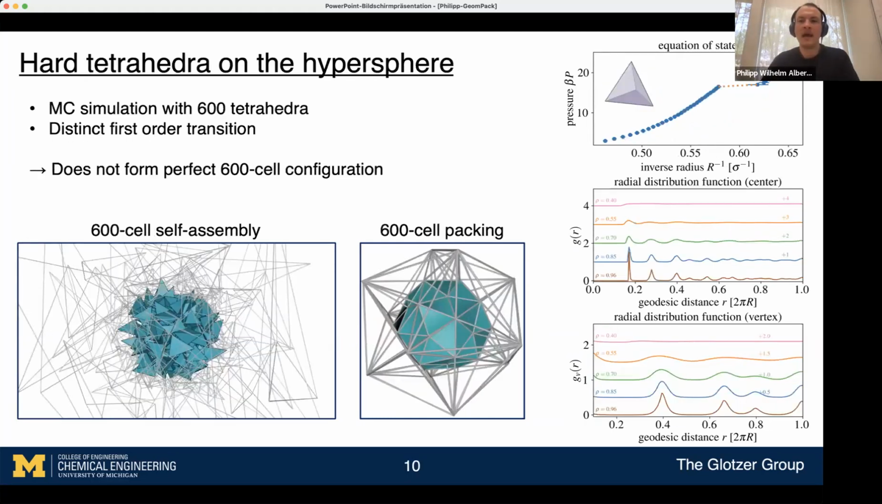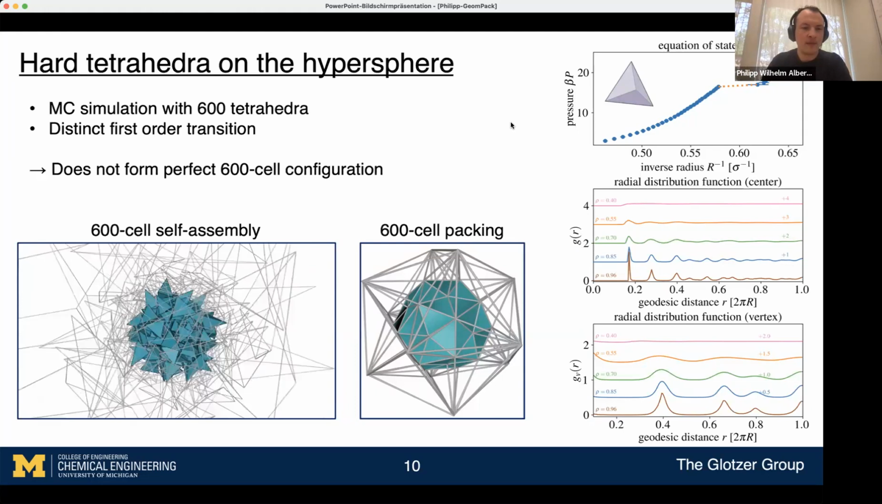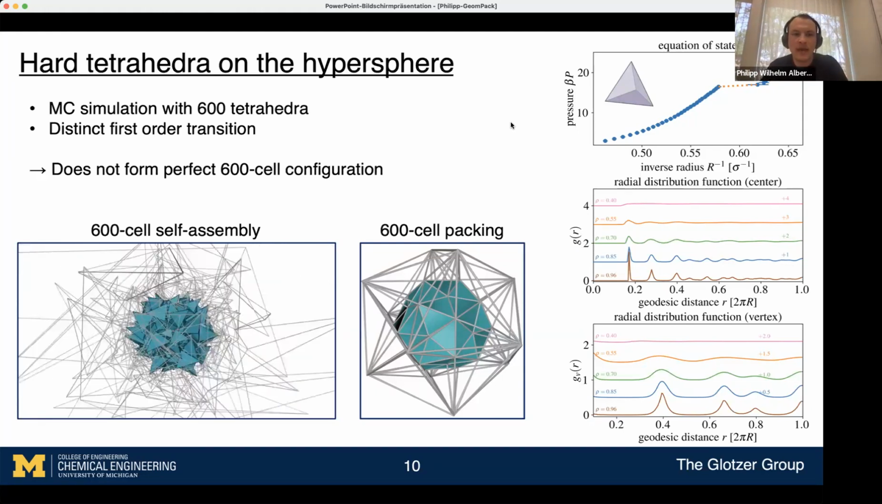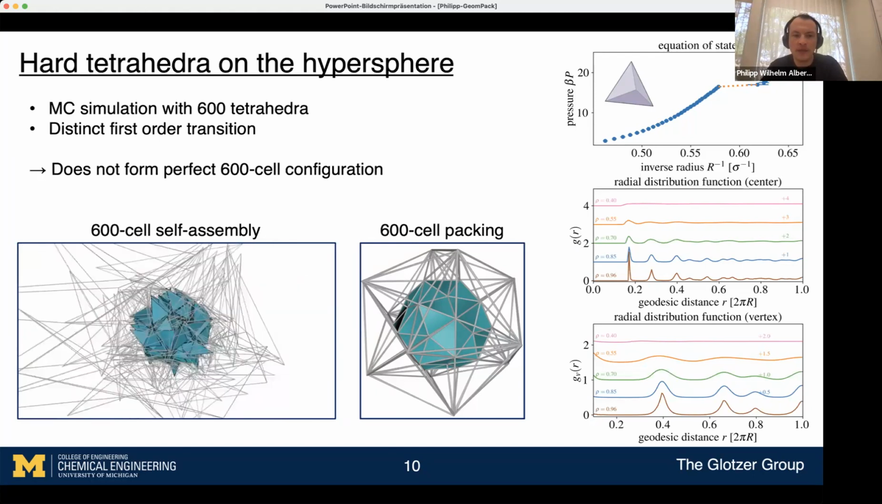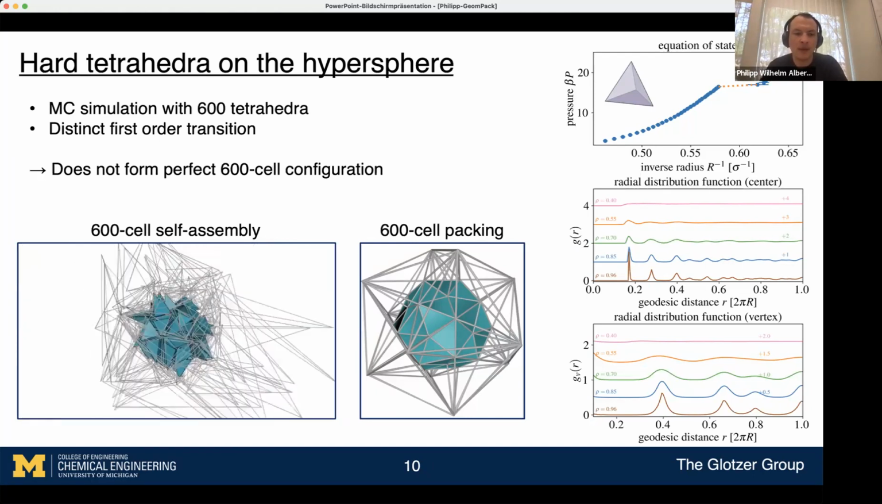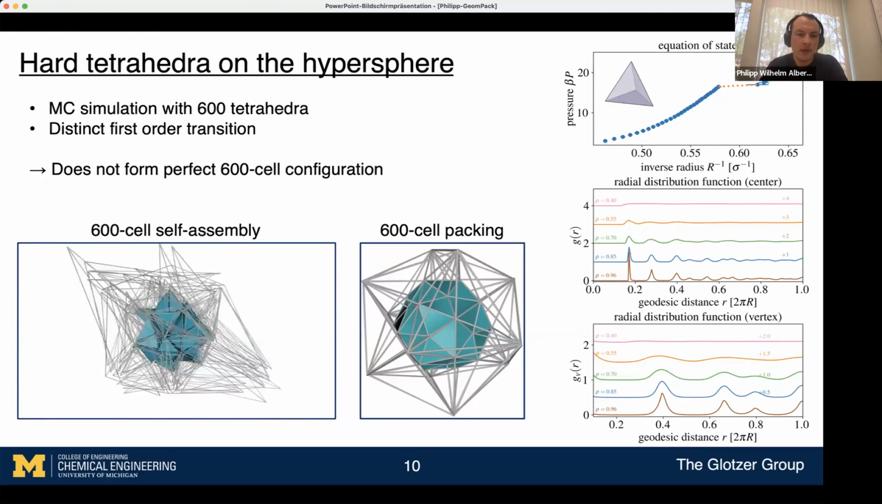Okay, so the last particle we are interested in is the tetrahedron, and we see also the phase transition, which is nice. Here we put 600 particles on this hypersphere, because that's what we expect to form the perfect tessellation, the so-called 600 cell packing. However, what is interesting in this system is if you start to compress it slowly, you can still see that it forms something like a 600 cell.